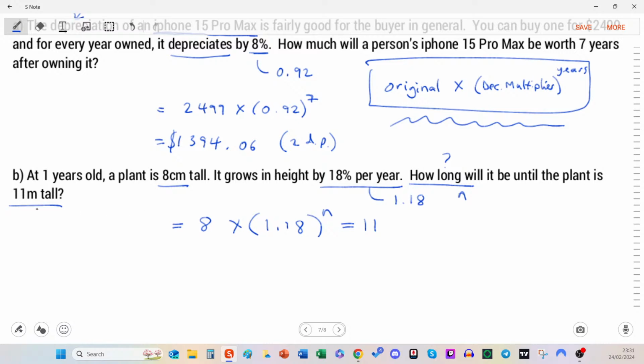There's 8 centimeters, and that's 11. There's 100 centimeters in every meter, so that's 1100 centimeters. So in fact, that's 1100. Well spotted, sir. Thank you.